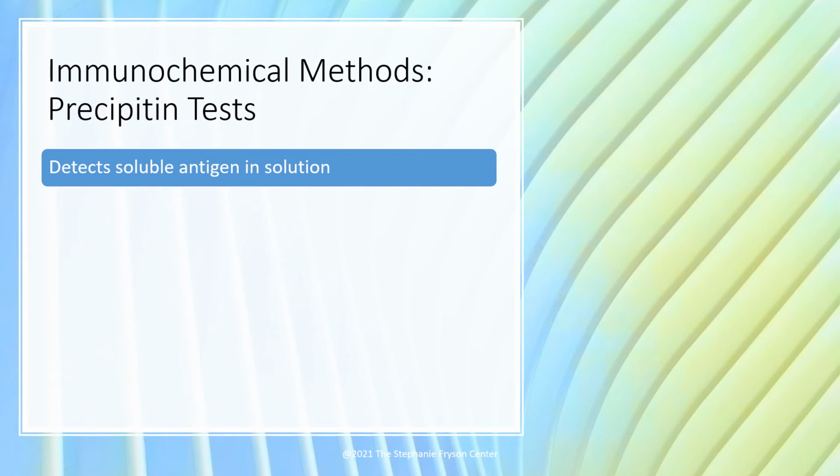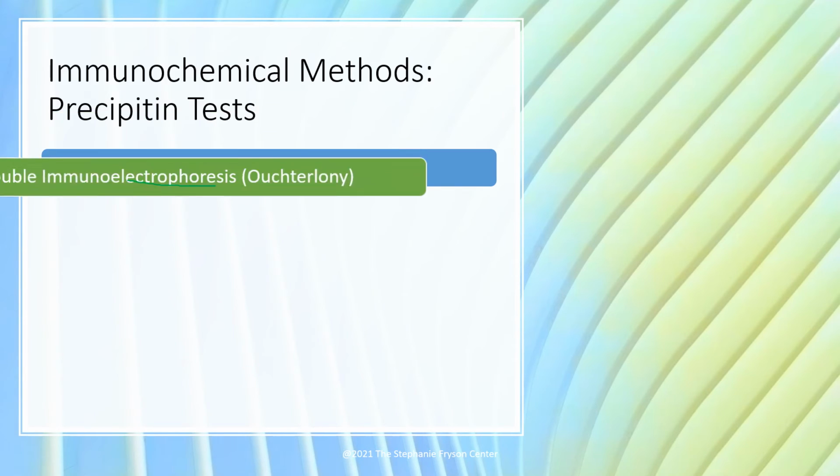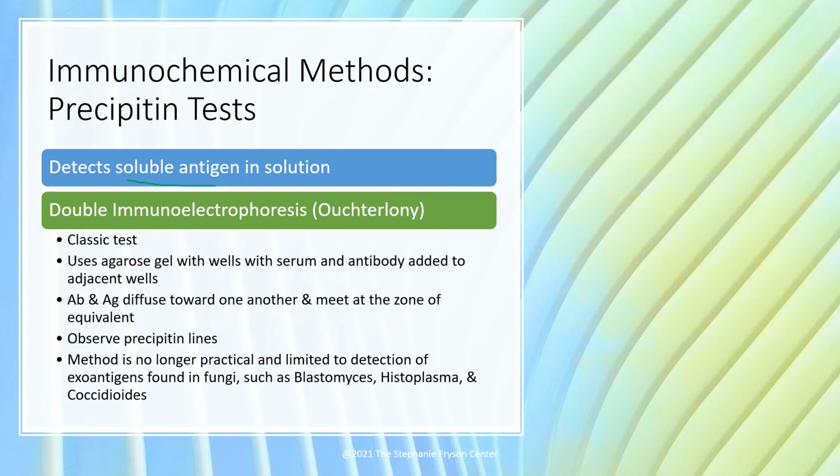Precipitin test detects a soluble antigen in a solution. Double immunodiffusion is called Ouchterlony. That's the classic test, so you might see that come up. Especially if you are only taking, say, microbiology, again, the exam has the same amount of questions. So whether you're taking a generalist exam or the microbiology exam, they're going to have the same amount of questions. So on a microbiology exam only, they're able to ask you more questions, and that's where things like this show up.